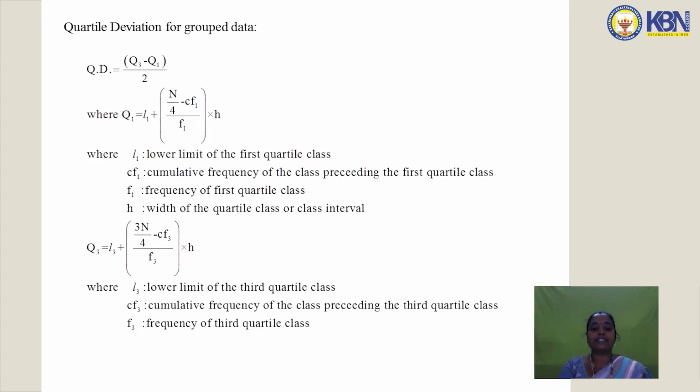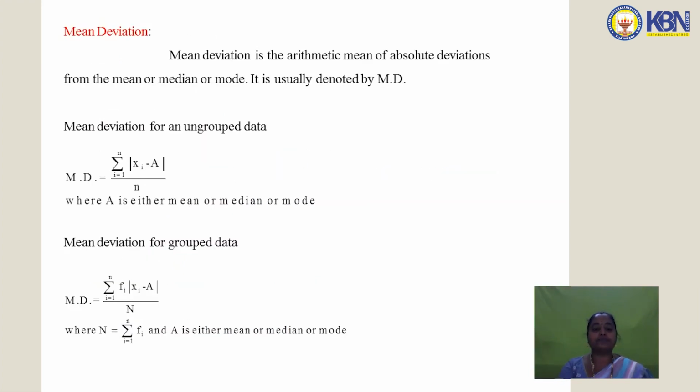And Q3 is equal to L3 plus ((3n by 4 minus CF3) by F3) into H, where L3 denotes lower limit of the third quartile class, CF3 denotes cumulative frequency of the class preceding the third quartile class, and F3 denotes frequency of the third quartile class.